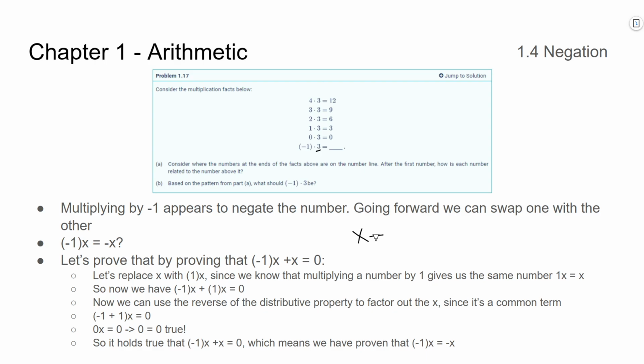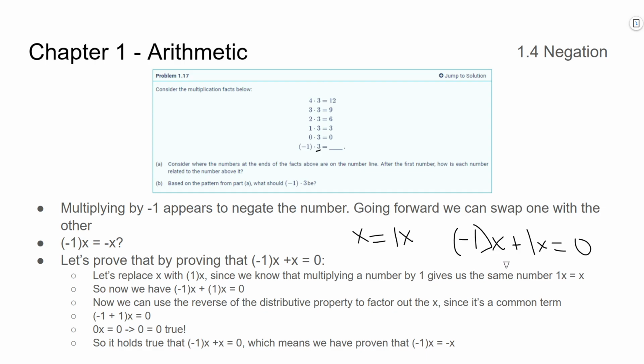All right, so first let's replace x. This is going to be the same thing as 1x, right? Because we already showed before that if you multiply any number times 1, you just get the number back. So we know that this is true. 1x is going to equal x, so that's fine. And we know that the negation of 1 is going to be -1. So we know that -1 times x plus 1 times x is going to equal 0.